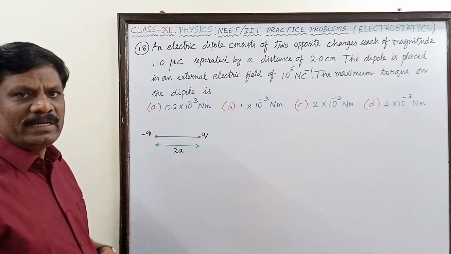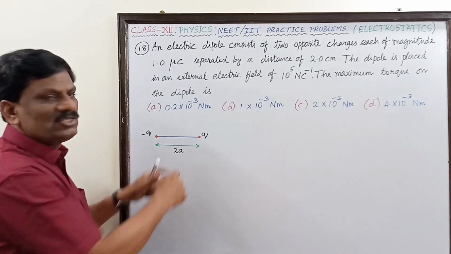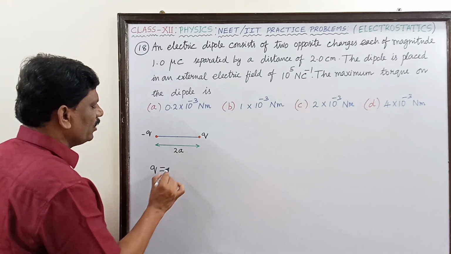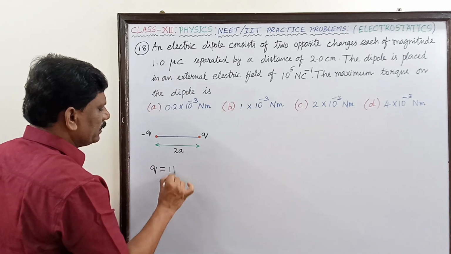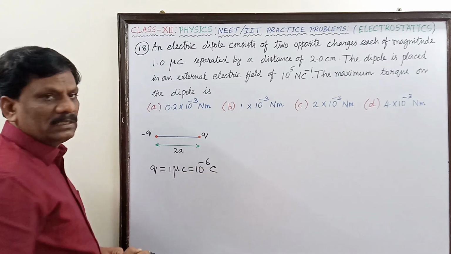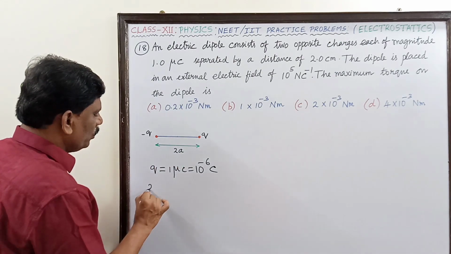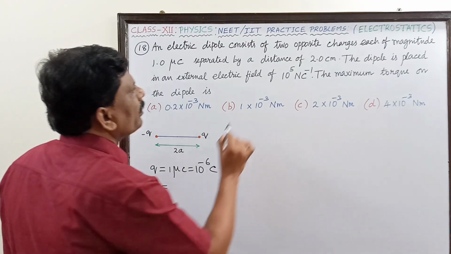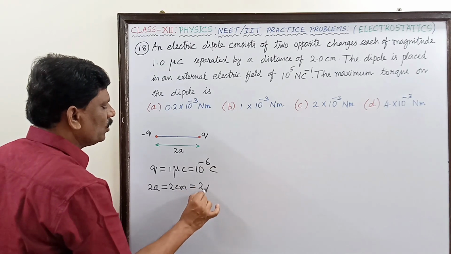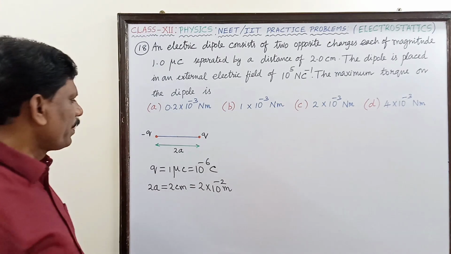As you all know, the dipole consists of two equal and opposite charges separated by distance 2a. So the magnitude of the charge is equal to 1 microcoulomb, that is 10 power minus 6 coulomb. Now the symbol for the distance of separation is 2a. So 2a is equal to 2 centimeter. This is equal to 2 into 10 to the power of minus 2 meter in SI unit.